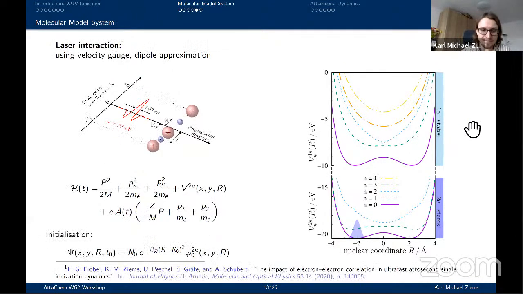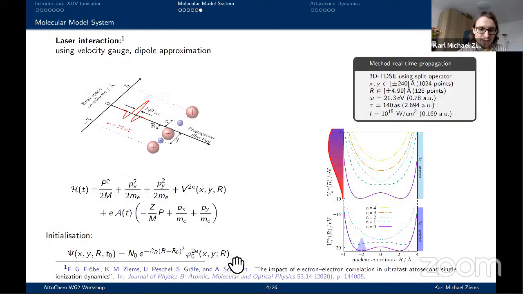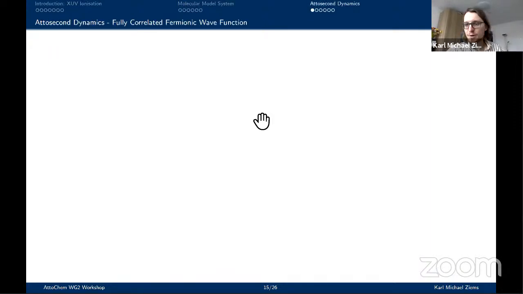Okay, last but not least, we need an XUV laser to have our ionization process. And we do this by a very short attosecond pulse in velocity gauge, using the dipole approximation. And then, as said, we initialize our system. We have our very spectrally broad pulse, which basically is able to excite all kinds of one electron and also double ionization states. And then we have our real-time propagation using the three-dimensional time-dependent Schrödinger equation, split operator on a grid, using the parameters shown here. Okay, this was in broad detail how our model system works.